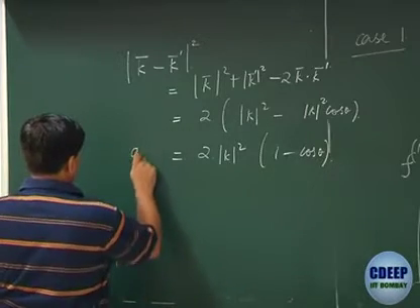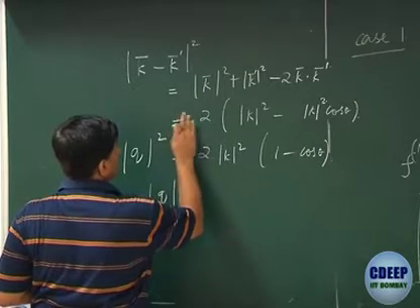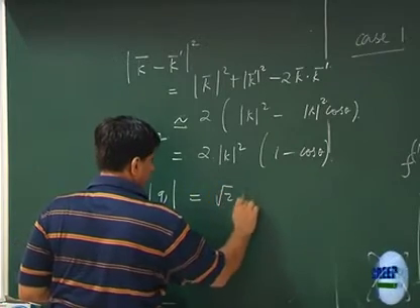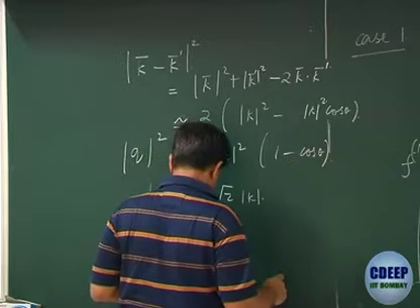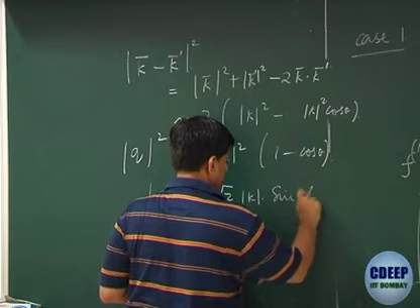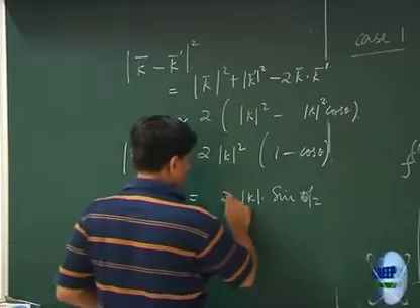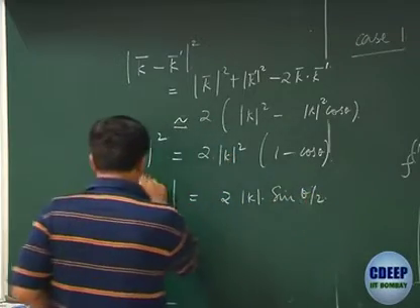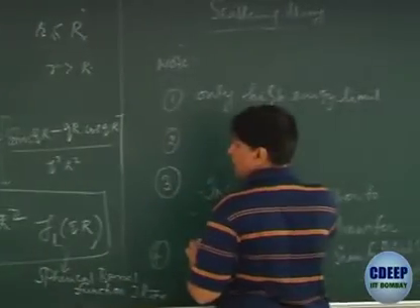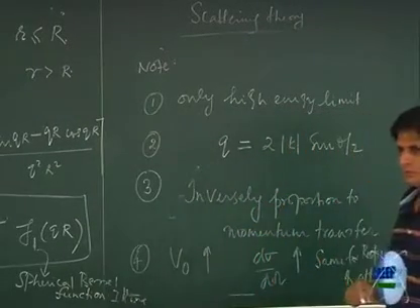So this will be mod Q squared, and mod Q will be approximately this. What will this be? 1 minus cos theta is 2 sin squared theta by 2. So there is a Q.